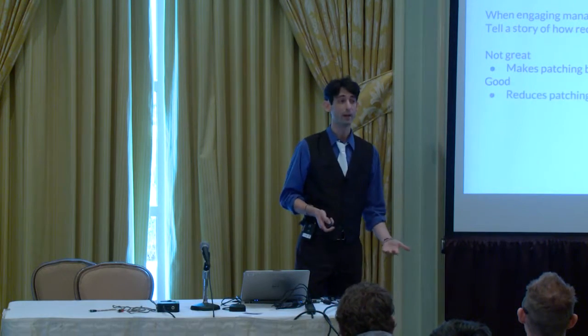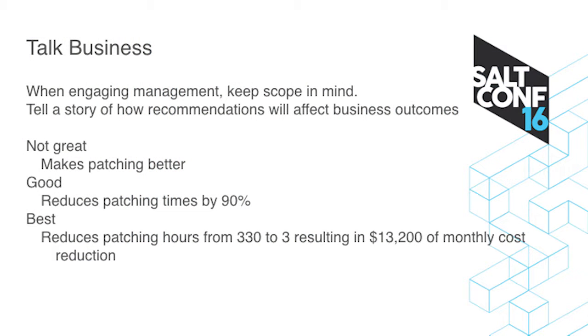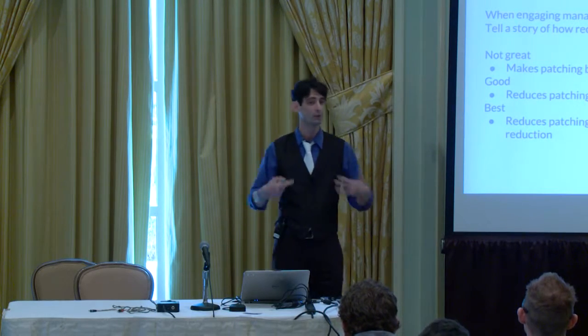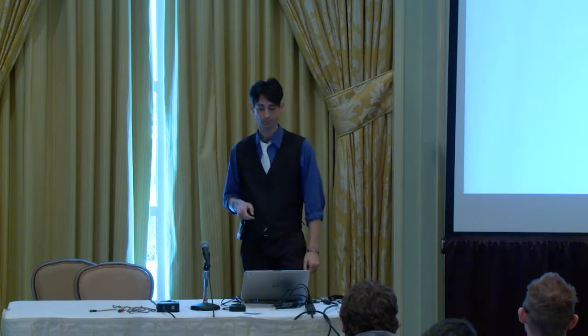But even better is if I can say something more akin to, well, I'm going to reduce patching times by 90%. But even slightly better, if you have the data available, is that we're going to reduce patching hours from 330 down to 3, resulting in $13,000 of monthly cost savings. That's a thing that someone can get behind. And that's not necessarily a role that any of us think about, but in order to make DevOps a thing, sometimes it's worth figuring out what the business cares about.